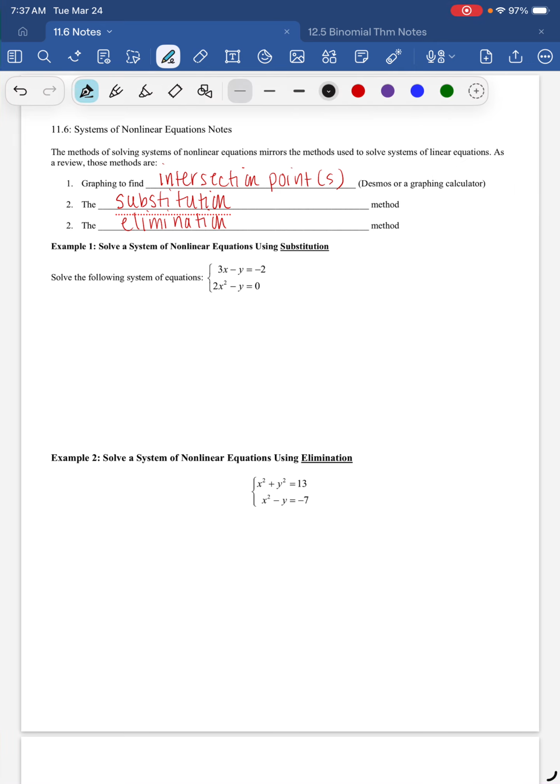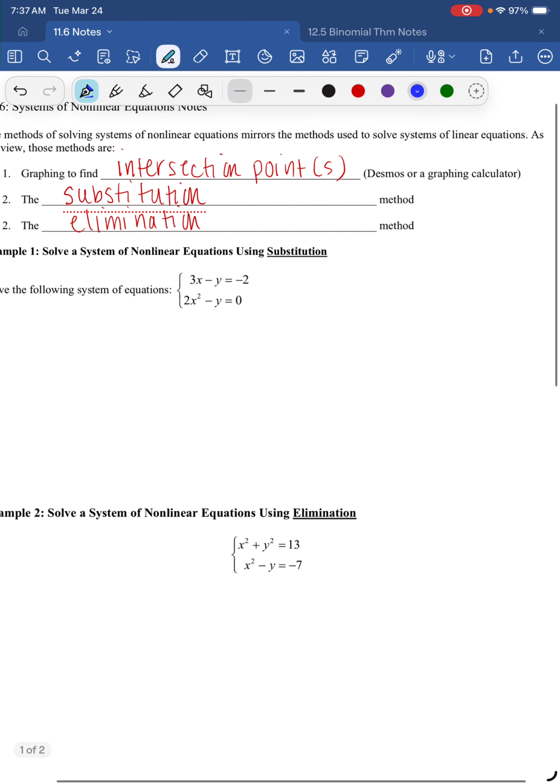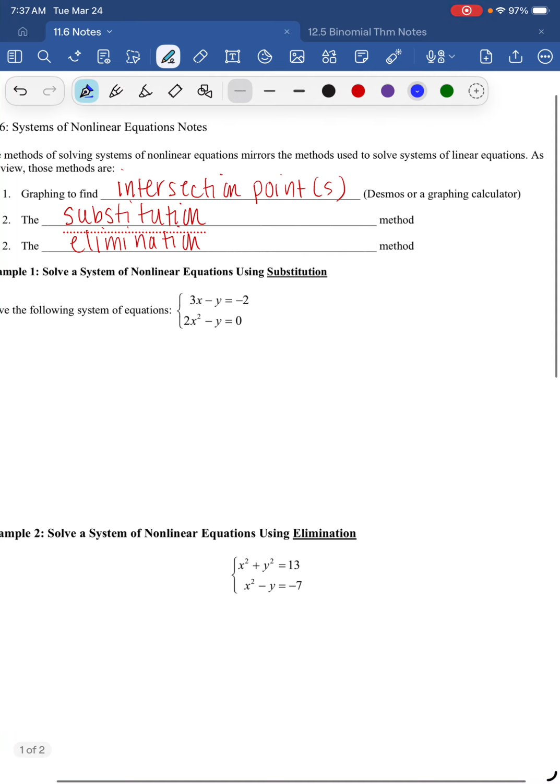All right, so let's look at this first example. There are multiple ways you could do it. The directions say substitution, so that's how I'm going to go about it. So substitution means to isolate one of the variables and then substitute it into the equation. So we're going to isolate x or y, and we're going to use either, I'm going to number them, equation 1 or equation 2.